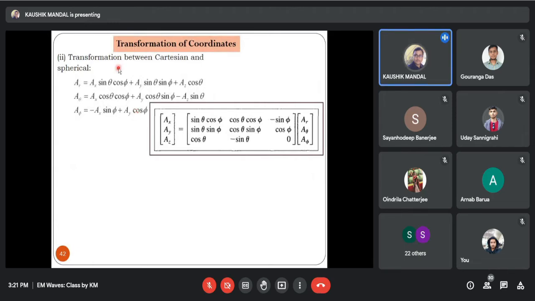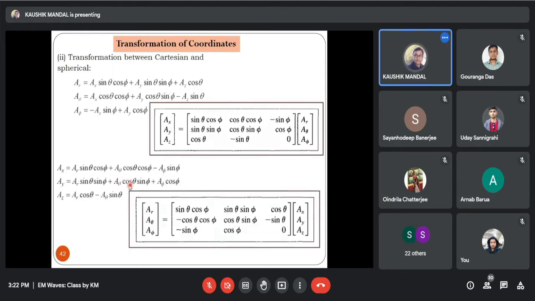So these are the equations by which we can consider the transformation from Cartesian to spherical. AR will be equal to AX sin theta cos phi plus AY sin theta sin phi plus AZ cos theta. Then A theta will be AX cos theta cos phi plus AY cos theta sin phi minus AZ sin theta, and A phi will be minus AX sin phi plus AY cos phi. If you write it in a matrix form, that will be the matrix, and using this matrix you can easily convert Cartesian to spherical coordinate system.